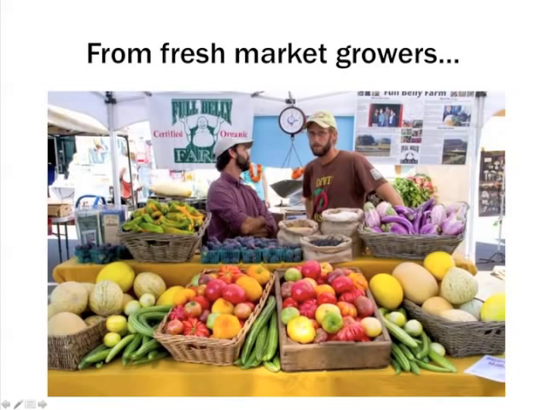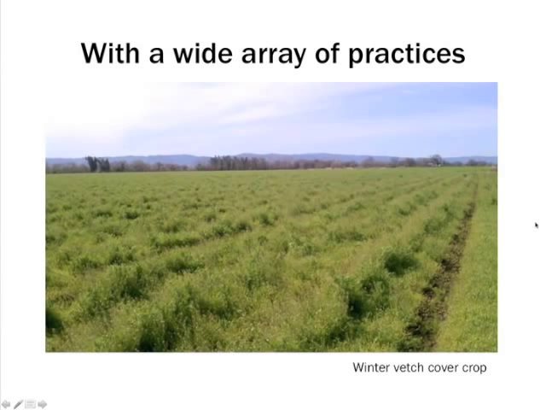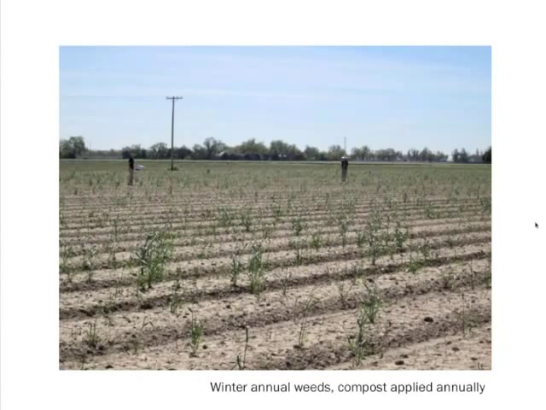And so there's quite a range of growers, like I mentioned, from fresh market growers oriented towards farmers markets and CSAs, to growers who are growing for more of a large-scale processing market. As we see here, this is a picture of a tomato harvester harvesting Roma-type tomatoes in late summer here in Yolo County. And these farms are using a wide array of practices. Here we see a picture of a winter vetch cover crop, just a week or two away from incorporation in the spring. Whereas other farms aren't using cover crops, just letting winter annual weeds grow, but are applying a source of compost annually, maybe a municipal green waste or an animal product.